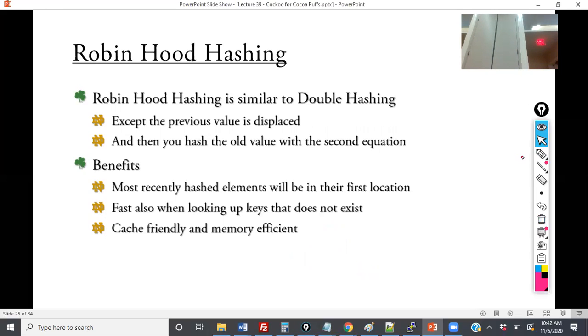Okay, so Robin Hood hashing is kind of like double hashing, except we're still going to have two hash functions. Instead of putting in the first element and saying, well, it's not there, we've got to find where that first element goes next, we're going to take the element that was previously there and rob from the rich and give to the poor. Then we move along and put this in the next location. The whole idea is that we displace the previous value and hash the old value with the second equation.